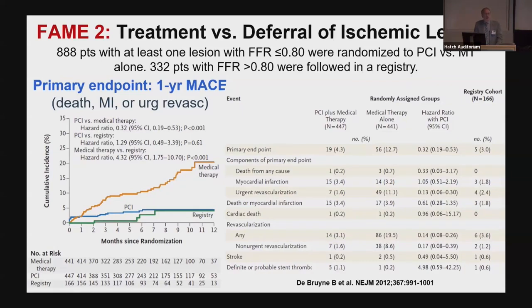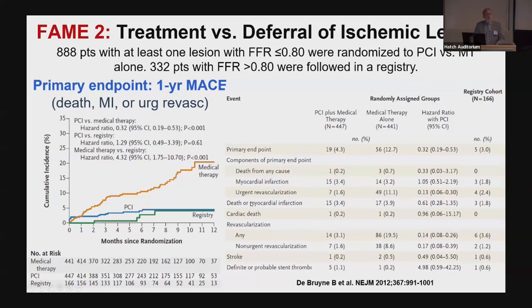Now, a little more definitive was this FAME-2 trial that looked at ischemic lesions with an abnormal fractional flow reserve and said, should we treat those with stents, first and second generation stents, or should we go ahead and treat them medically? And as Dr. Narula mentioned, that trial was stopped early after only 888 patients were enrolled because there was a high incidence of patients becoming unstable and needing repeat revascularization if you would treat those patients medically.